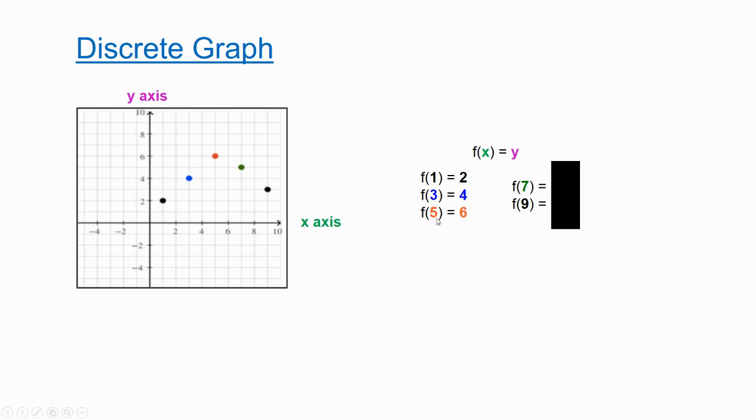What about f of 5? What happens if I input a 5 where it says x? Here's x equal 5. What is the y? 1, 2, 3, 4, 5, 6. So when I input x equal 5 into the function, it outputs a 6. So if I input a 5 inside of the parentheses in the function, the output is 6.